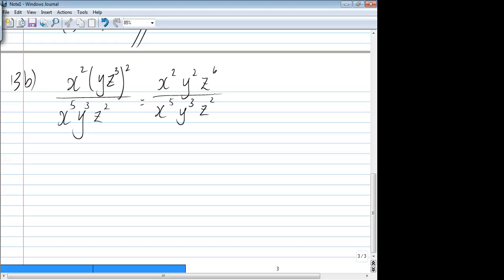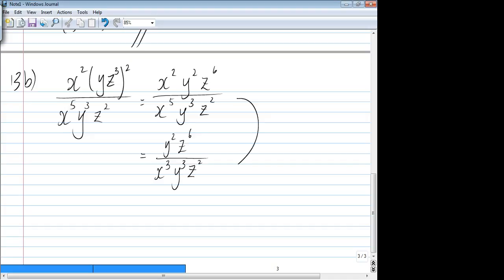Then we can just cancel, right? Because when we say cancel, we are actually saying we divide the numerator and the denominator by the same thing. Now what is common in my numerator and denominator? We have x squared. So if I divide my numerator by x squared, I am left with y squared z power 6. I divide my denominator by x squared, I am left with how many x? 3 of them. X times x times x. So I get y squared z power 6 over x power 3, y power 3, and z squared.